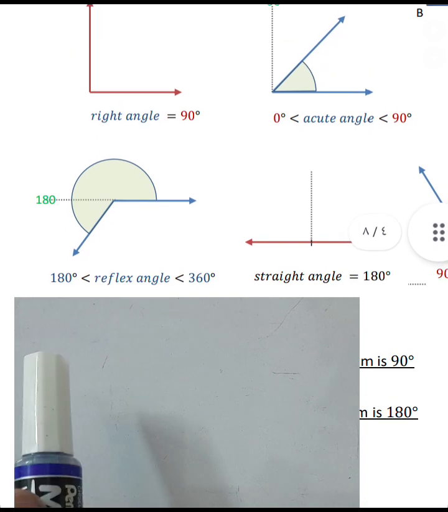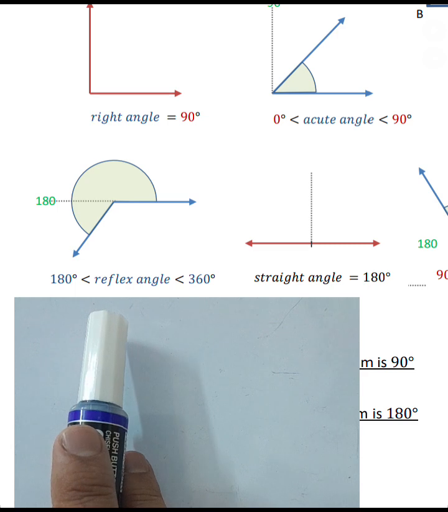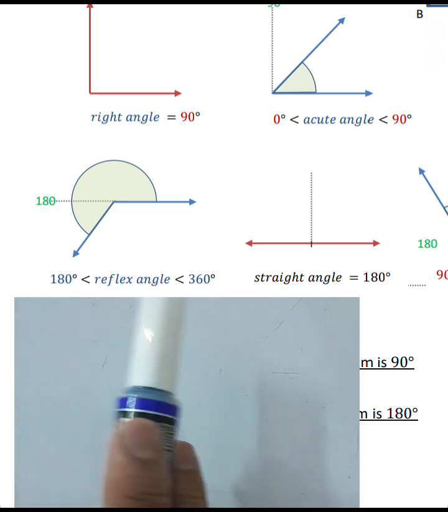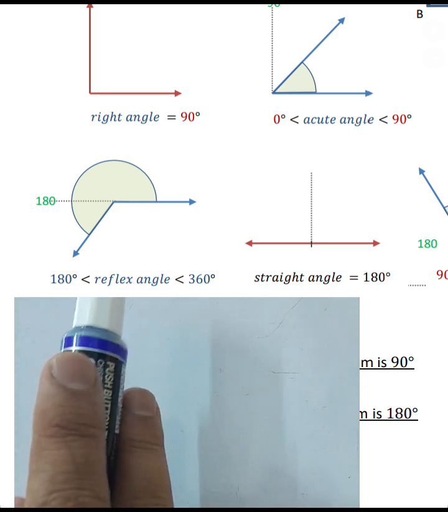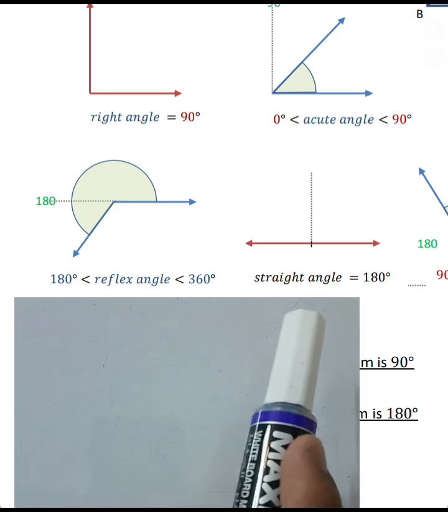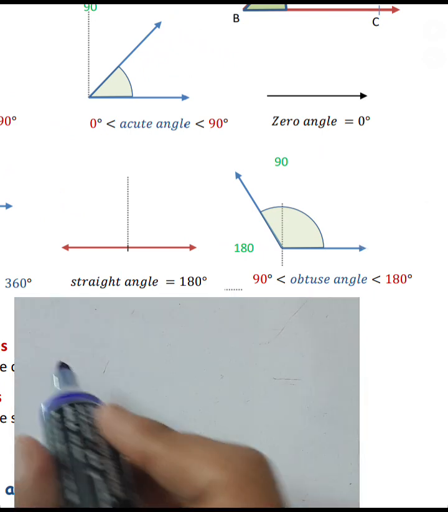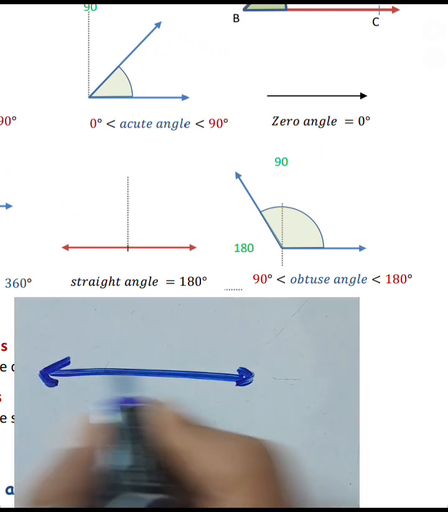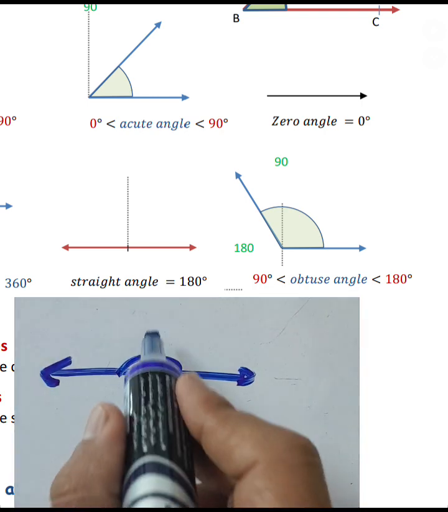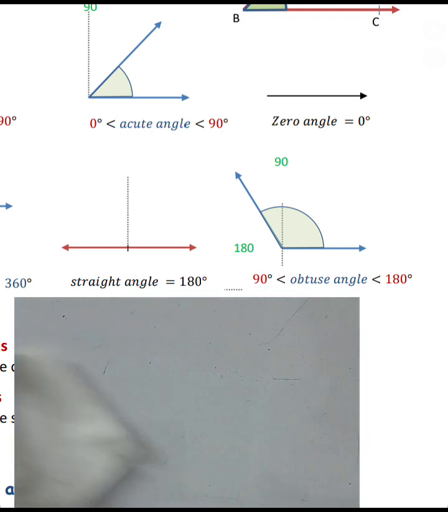We have reflex angle, greater than 180 and less than 360. We call it a reflex angle, such as 190. And straight angle: the measure of it equals 180 degrees. Straight angle, the two rays are in the same straight line, and the measure of this angle is 180. We call it a straight angle.